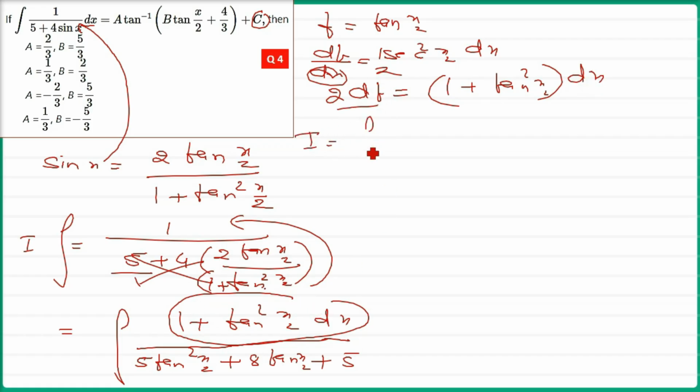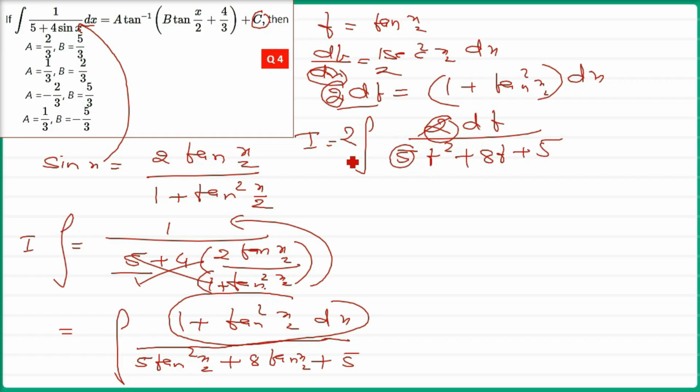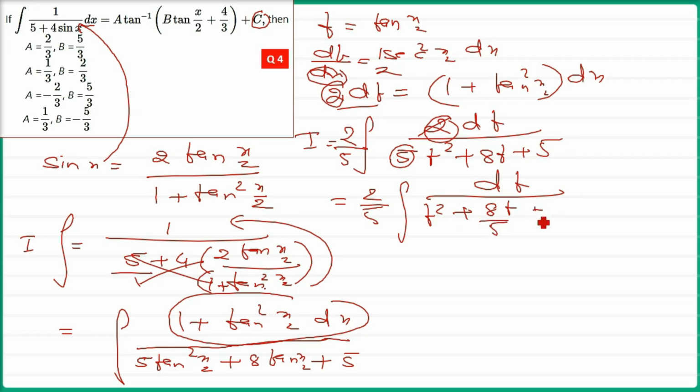So this integration will be like this. 2 dt in the numerator and the denominator is 5 tan square x by 2 plus 8 tan x by 2 plus 5. You have taken tan x by 2 as t. So 5t square plus 8t plus 5. Now let's take this 5 outside because we need to make the denominator a perfect square. So you can take 2 outside from here, 5 from here. Taking 5 outside, that means you have to divide 5t square plus 8t plus 5 by 5. All of these terms need to be divided by 5. So t square plus 8t by 5 plus 5 by 5 is 1.